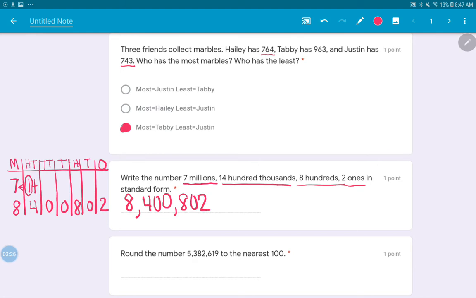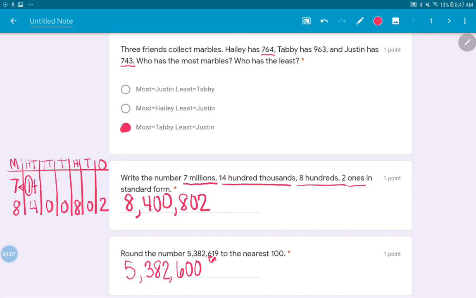Next, I need to round the number 5,382,619 to the nearest hundred. How did you do that, Ansley? I looked at my hundreds, which is 6, and the number next to it, which is 1, and it's lower than the midpoint, so the 6 stays the same. Okay. The answer is 5,382,600. Very good.